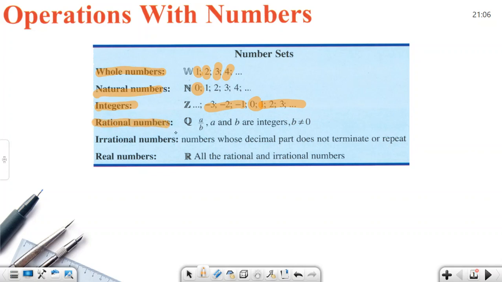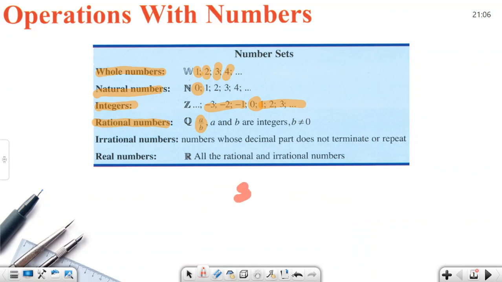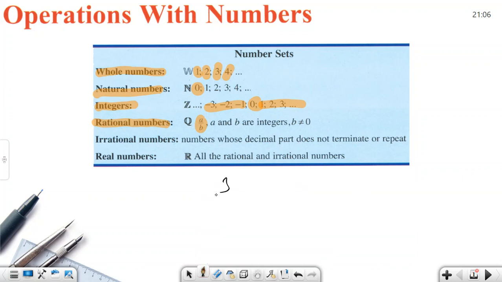Rational numbers. Rational numbers are numbers that can be written as a over b, such as 3 over 5. 3 over 5 is a fraction, and 3 over 5 is a rational number. Or 1.2, which is equal to 6 over 5. How is it 6 over 5? 12 over 10 is equal to 6 over 5. So we can write it as a fraction. We call this type of number rational numbers. Of course, I can write 5 equal to 5 over 1.